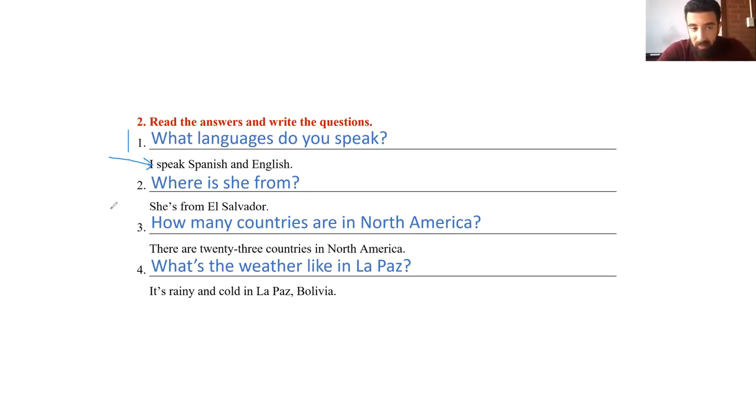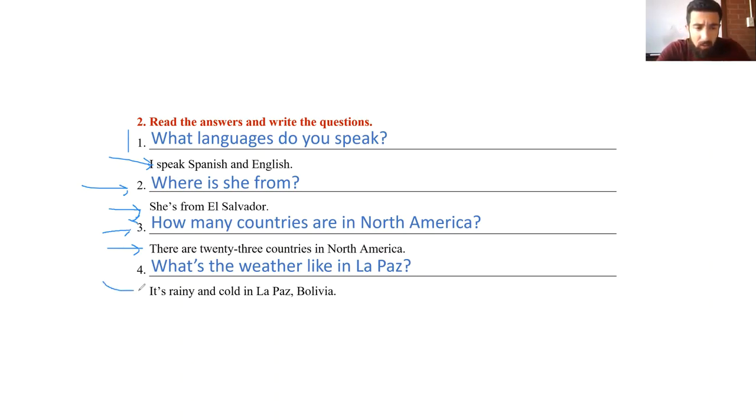Number two, la respuesta, she's from El Salvador. Ella es de El Salvador. Entonces, the answer is, where is she from? ¿De dónde es? Number three, how many countries are in North America? Porque la respuesta es, there are 23 countries in North America. Hay 23 países en Norteamérica. Entonces, la pregunta puede ser, how many countries are in North America? ¿Cuántos países hay en Norteamérica?